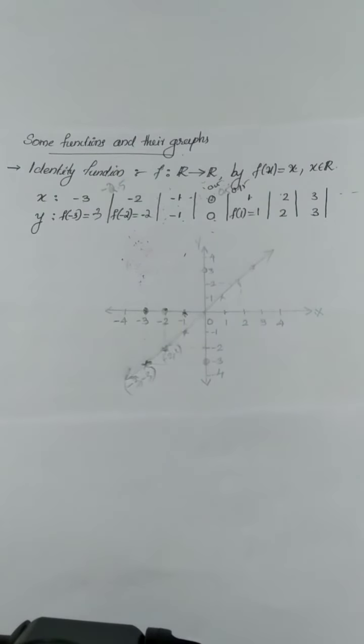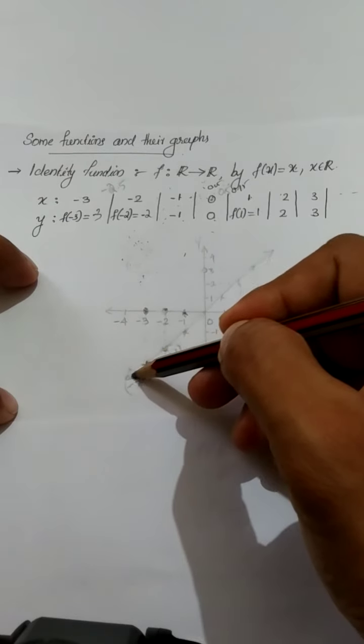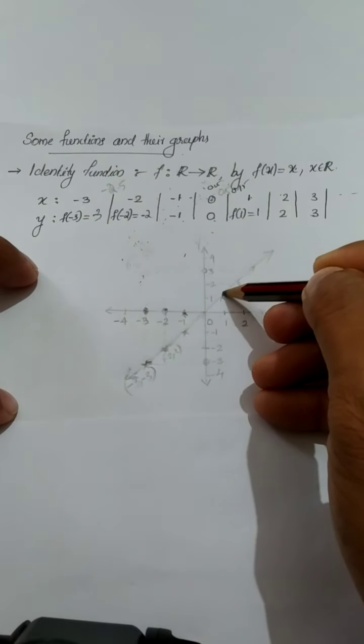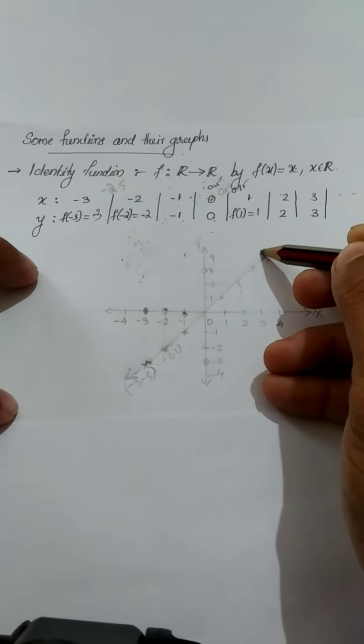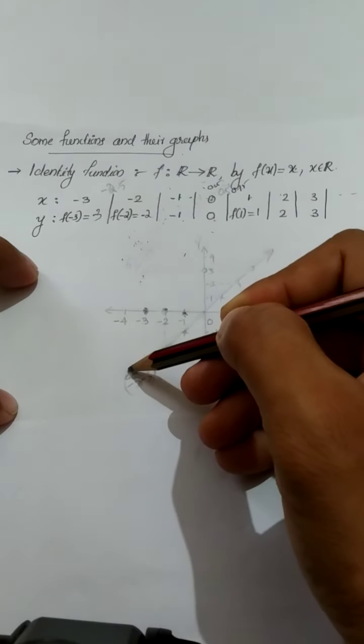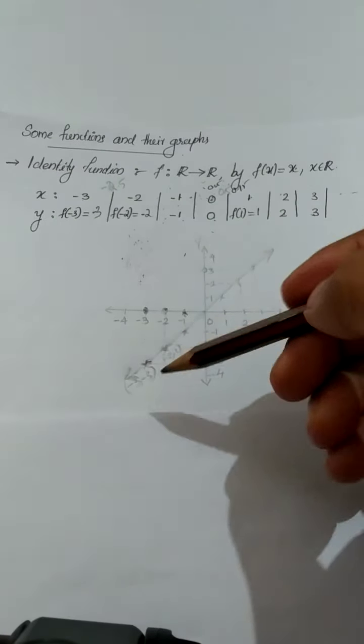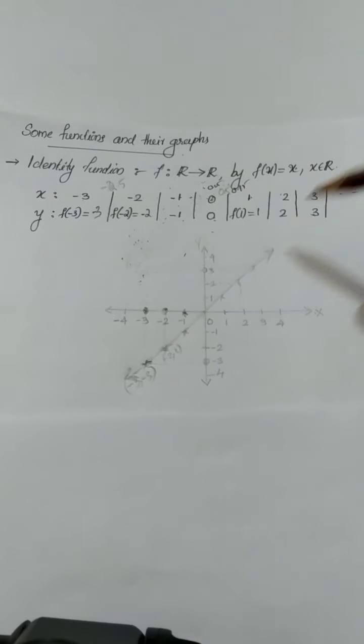This is the graph of the given function, a straight line. The arrow mark indicates this is not finite. This is continuously going. Okay.